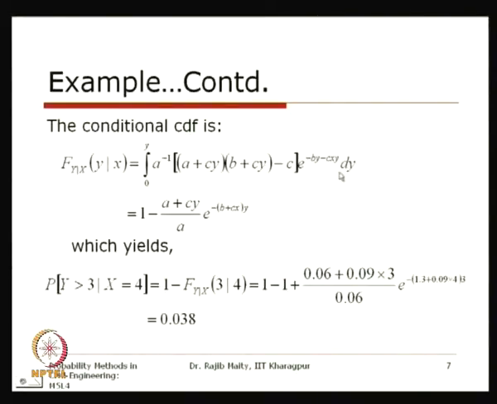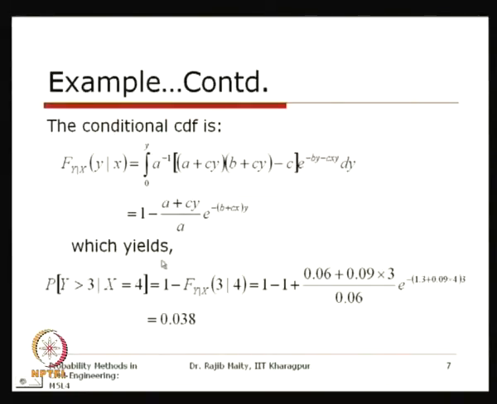This we have to integrate with respect to y, following some integration by parts or so, and you will see that it comes to the form of 1 minus (a plus c y) divided by a, exponential of minus (b plus c x) y. So, this is the conditional cumulative distribution function for y given x.